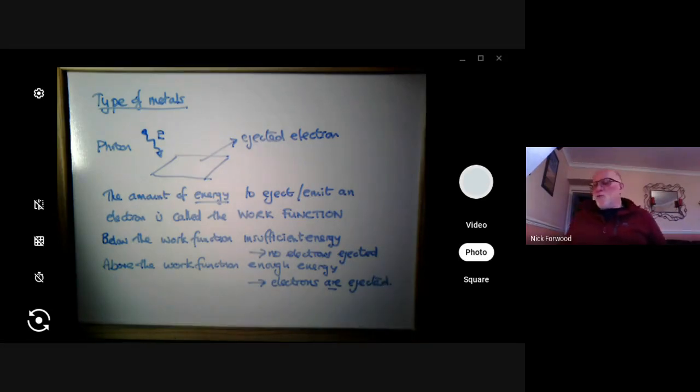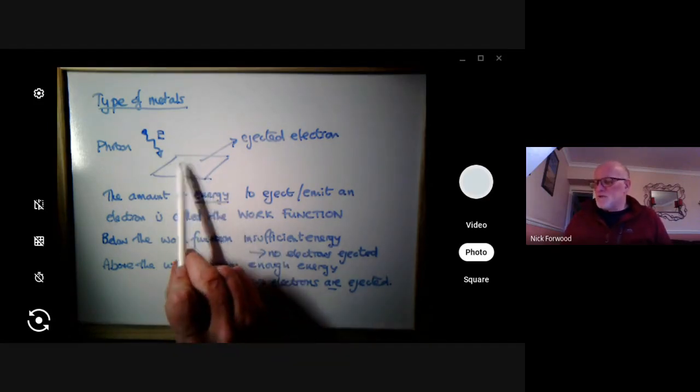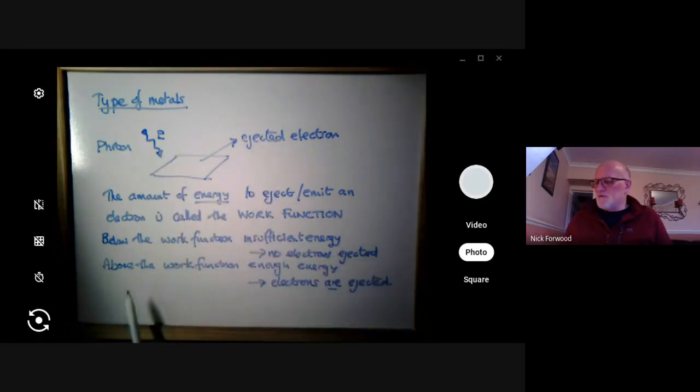So whether electrons can leave or not depends on the work function, which is connected to the type of metal and is also connected to the frequency of the light that comes in. Below the threshold frequency, not enough energy. Above the threshold frequency, there is enough energy. Below the work function of the metal, the electrons are too tightly bound in and this energy isn't enough to eject it. Above the work function level, remember work function is measured in joules, there is enough energy and the electrons are ejected.